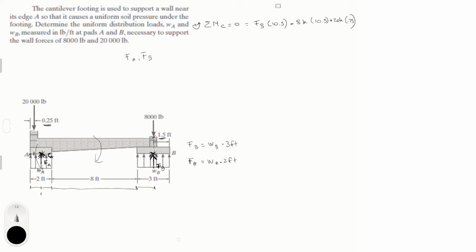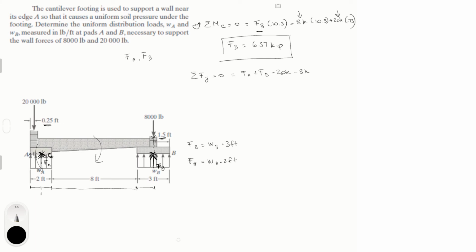So we have our equation, and the only variable that we have here is FB. If you do some basic math and solve for FB, you get that FB is equal to 6.57 kip. Notice that I changed the 8,000 to 8K and the 20,000 to 20K to make the numbers a little bit smaller and simpler. Now the sum of the forces in Y will help me find the other force: FA plus FB minus 20K minus 8K is equal to zero.